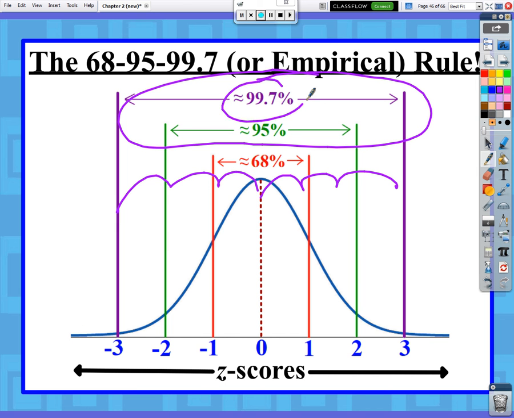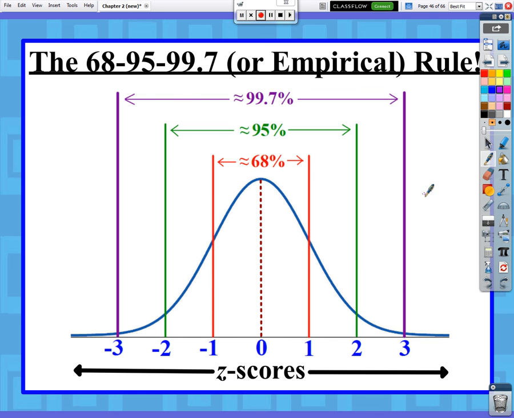Now notice, we didn't really talk about four standard deviations, but we could go out a fourth. But if three standard deviations above and below the mean already contains 99.7% of the area, well, a fourth standard deviation can't add that much more if we're only 0.3% away from having 100%. So when you add more and more standard deviations below and above three, you're only adding a very, very small area. So usually three standard deviations covers most of what we need to consider there.